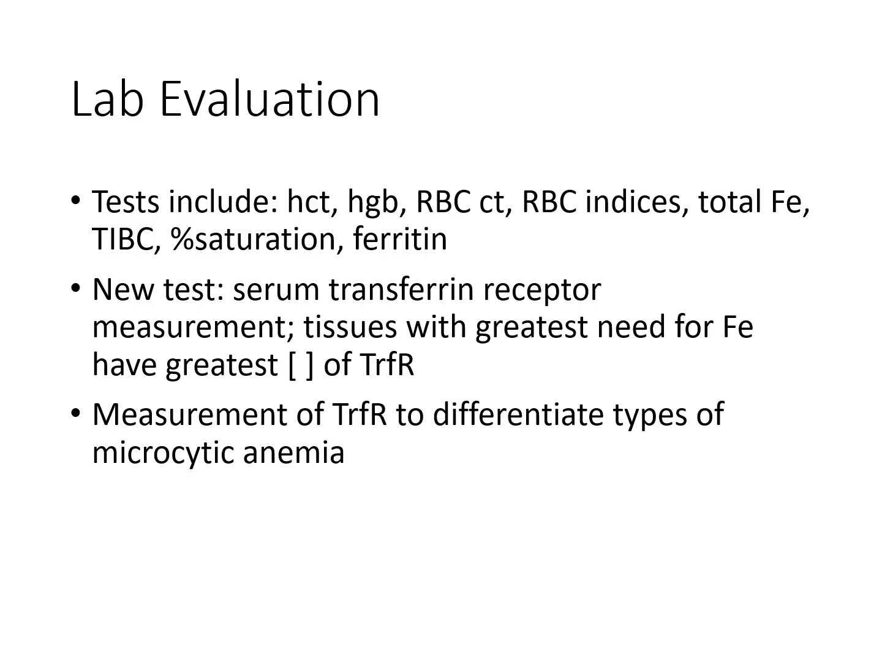Laboratory tests for iron status and anemia. We will use the hematocrit, hemoglobin, red blood cell count, red blood cell indices, total iron binding capacity, also known as TIBC, percent saturation of transferrin, and ferritin, so a whole bunch of them. The newer test that we are using too is serum transferrin receptor. The levels of the serum transferrin receptor are highest in tissues with the greatest iron demand. Measurement of this helps to differentiate types of microcytic anemia, such as distinguishing iron deficiency anemia from anemia of chronic disease.